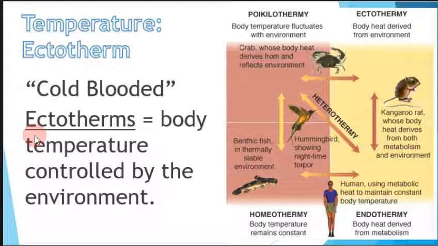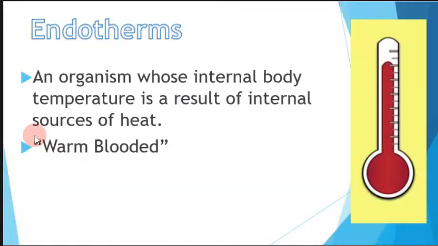All right, has everybody got what they need for this slide? All right, so an endotherm is an organism whose internal body temperature is a result of internal sources of heat. In other words, a warm-blooded creature like humans. We have something in us that causes us to warm up. And what that is, is combustion. You know what combustion is? Burning. We're doing that right now. We are burning your breakfast. Right now you're burning your breakfast. All right, we're burning our food.